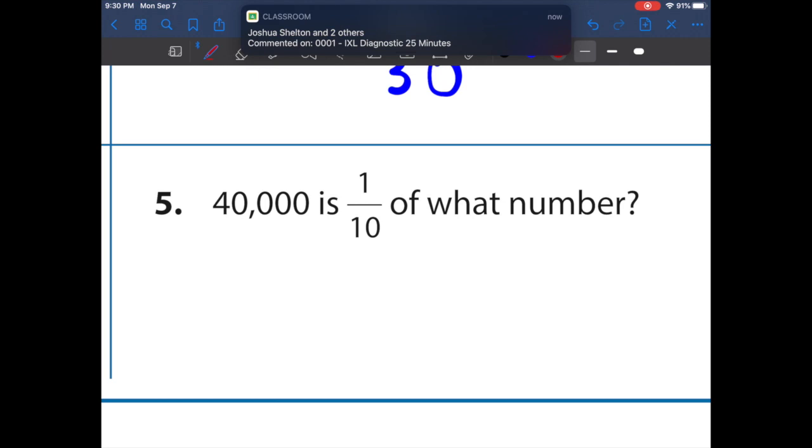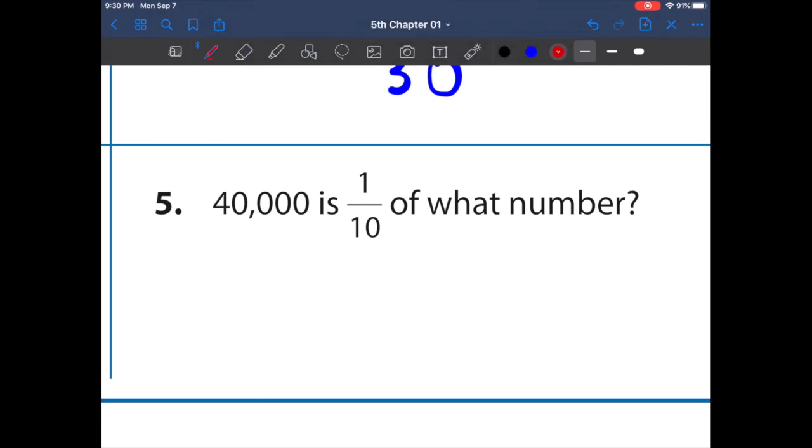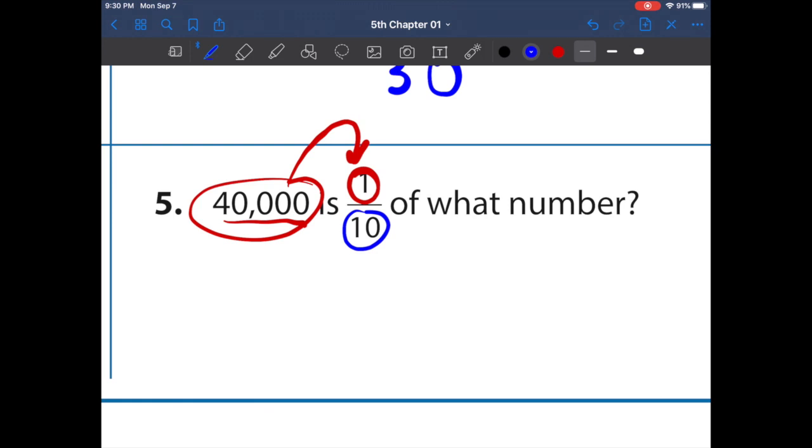How about this one? This one says 40,000 is 1/10 of what number? So again, 40,000 is 1/10 of what number? That means if 40,000 is 1/10, we need to have 10 of these 40,000s. If we had 10 of them, we would have 40,000, another 40,000, another 40,000, until we counted all the way to 10. So 1, 2, 3, 4, 5, 6, and so forth. So whatever number this is going to be, it's going to be a big number.